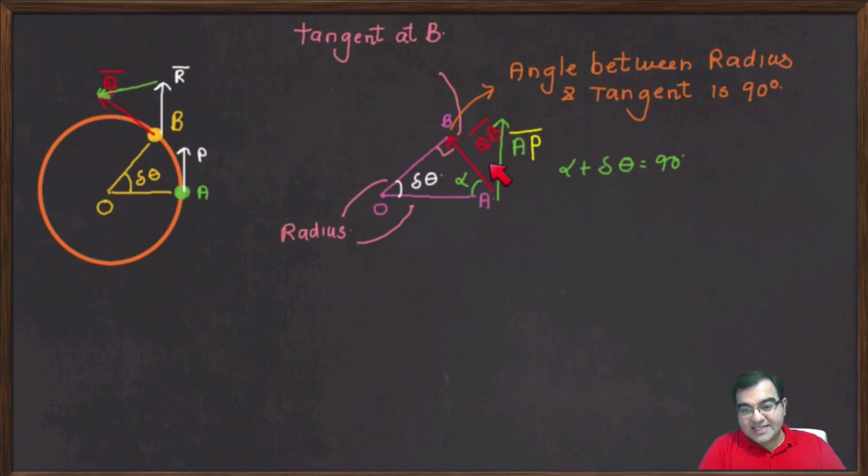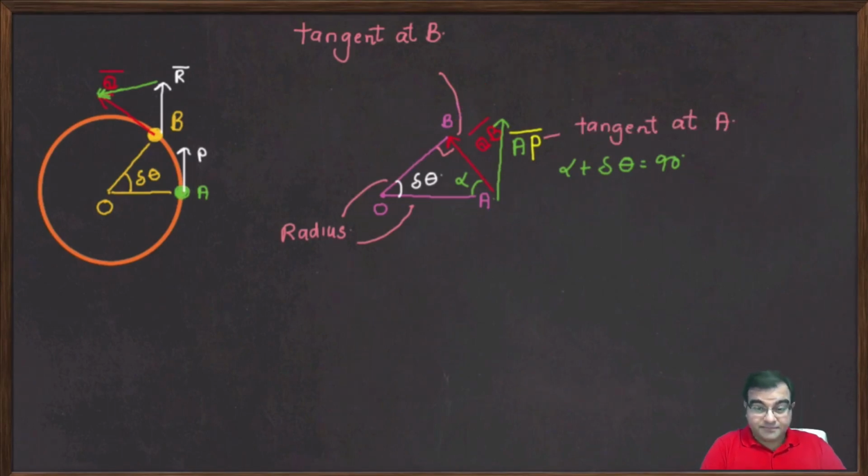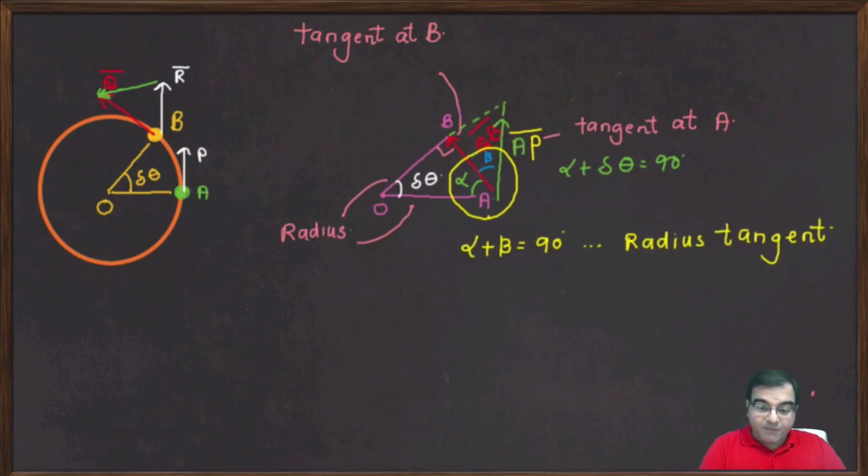So let's say I call this angle here beta. Can you carefully see the arrow? I am calling this angle here beta. I know AP bar is a tangent at A and OA bar is the radius. I know the angle between a radius and a tangent is 90 degrees. So the angle between the radius OA bar and the tangent AP bar is 90 degrees. Therefore, alpha plus beta is equal to 90 degrees.